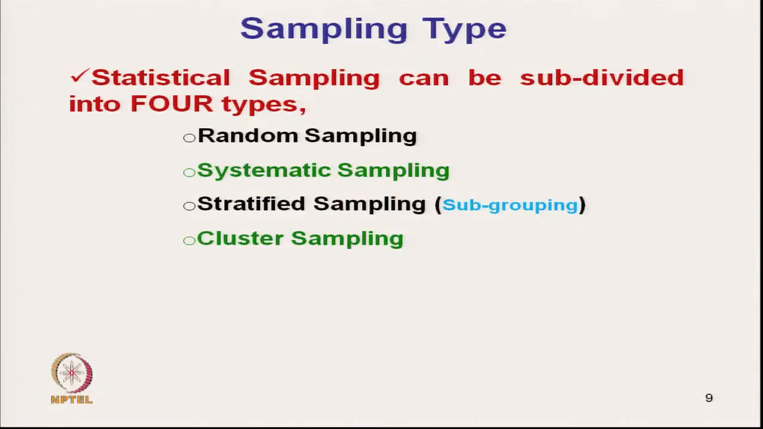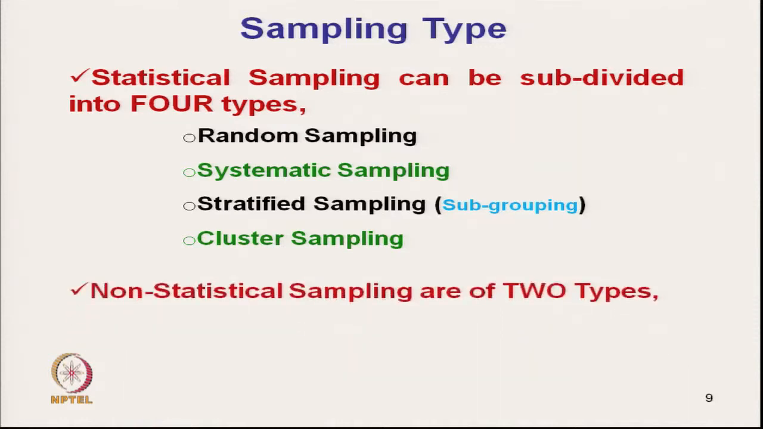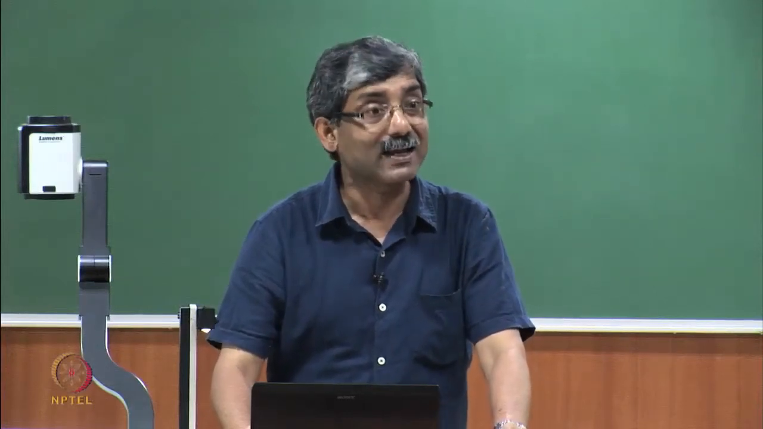The non-statistical sampling is subdivided into two categories: haphazard sampling and judgmental sampling. So, these are the different types of sampling. We will start with the statistical sampling, and statistical random sampling.